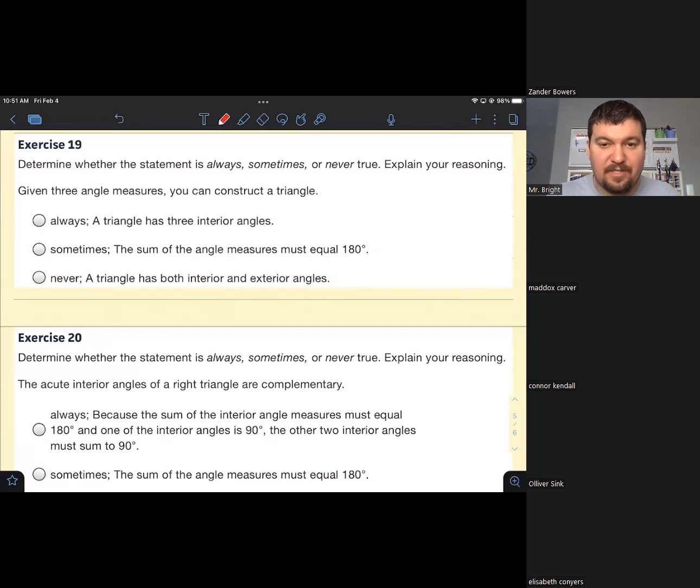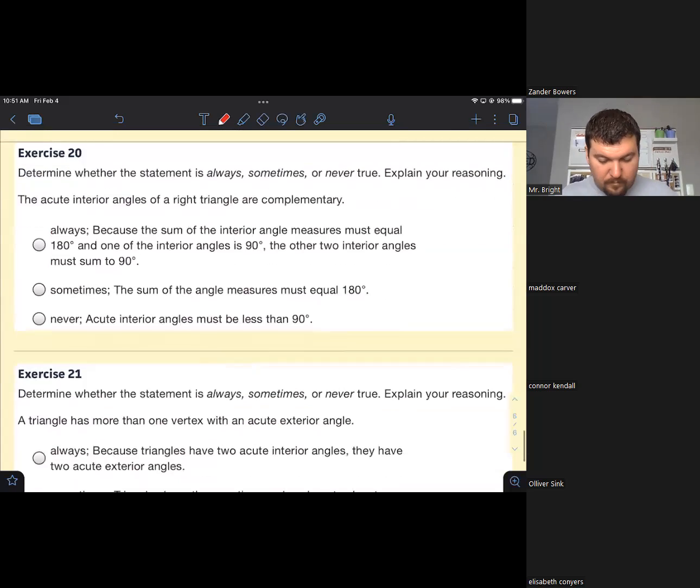So if I just gave you any three angles, they aren't always going to add to 180. Now, could they add to 180? Yes, I could give you three numbers that do. So the answer here is going to be sometimes. If I just gave you three angle measurements, they could add up to 180, or they could fall short of 180, or they could go over 180. And if they fall short or go over, then we don't have a triangle. So the answer here is not all three numbers are going to add to 180 if I just gave you three random ones. Okay, number 20.